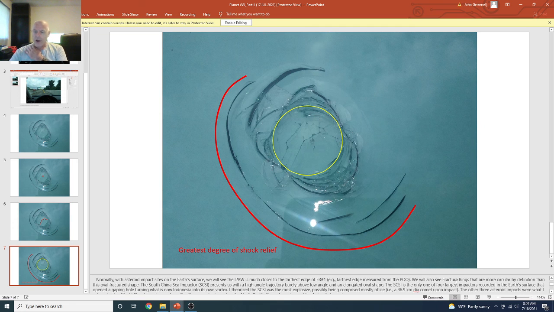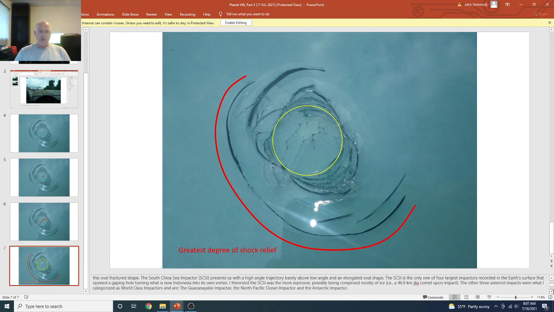We will also see fracture rings that are more circular by definition than this oval fractured shape. The South China Sea impactor, SCSI, presents us with a high angle trajectory barely above low angle and an elongated oval shape. The SCSI is the only one of the 4 largest impactors recorded on the Earth's surface that opened a gaping hole, maybe. I'm still trying to work on that one. That hole turning what is now Indonesia into its own vortex.